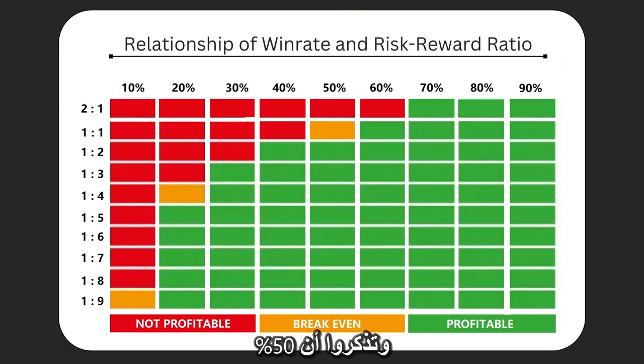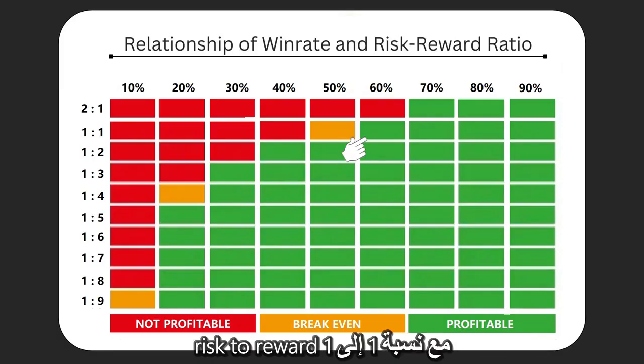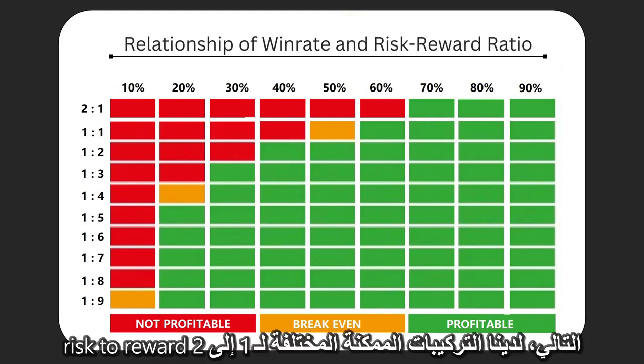And remember that 50% win rate is considered a good win rate, right? And even with that, you would still not be profitable because of your poor risk to reward ratio, and you would need at least a win rate of 60% to be profitable with the 1 to 1 risk to reward ratio. Next up we've got the different possible combinations for 1 to 2 risk to reward ratio.